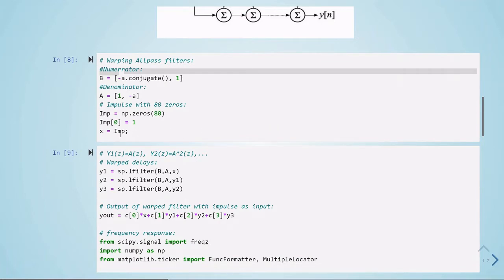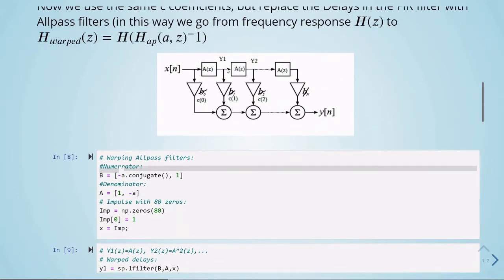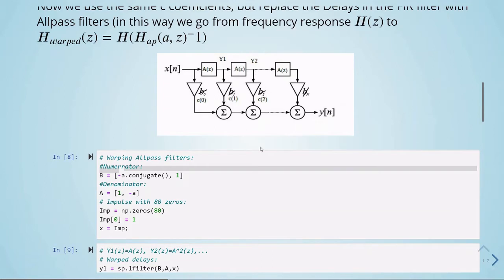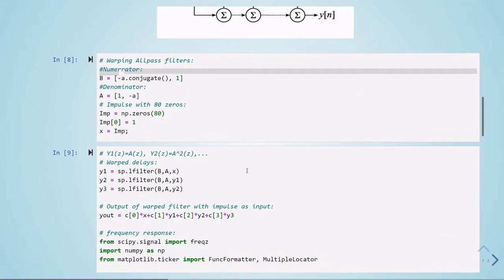So we will take this X and we will filter with this numerator and denominator using the filter function from the SciPy signal module. So we will have y1 here, then y2 will be the y1 filtered with this numerator and denominator. We have y2 here, and then we will have y3, and then the output of the warped filter will be C0 times X plus C1 times Y1 plus C2 times Y2 plus C3 times Y3.